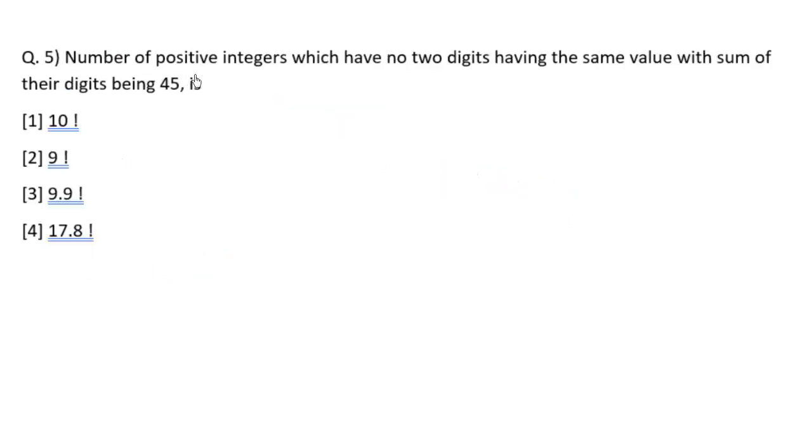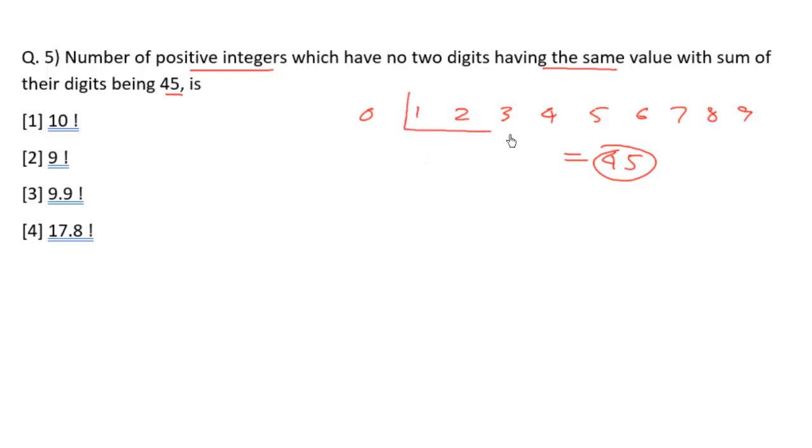Now here the question says that we have to find all the positive integers wherein no digit is repeating and the sum of digits has to be 45. If I take all the digits 1, 2, 3, 4, 5, 6, 7, 8 and 9 and add them, it comes out to be 45. That means we have to take all these digits, that is a 9-digit number, or we can take a 10-digit number which will have 0 as one of the digits. If I take only the 9-digit number, then the number of ways is 9 factorial.